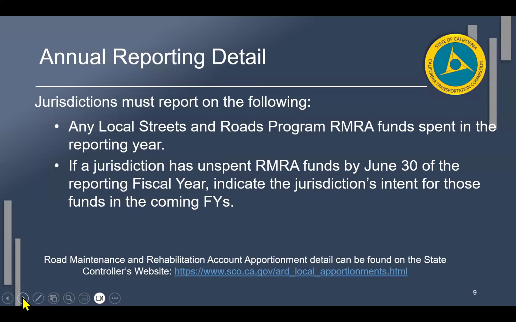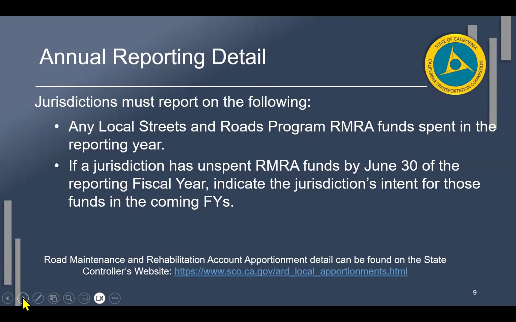You must report on the following: any local streets and roads RMRA funds spent in the reporting year. I know I sound like a broken record because I keep saying it, but it's because this is the most common question we get. So I would like to continue to reiterate that it is funds spent in the reporting year based on cost incurred, right? So if there's invoiceable work that occurred throughout the reporting year, but you don't pay that invoice until August or September, but it was for work performed in May and June, you're still counting that as RMRA funds spent in that fiscal year.